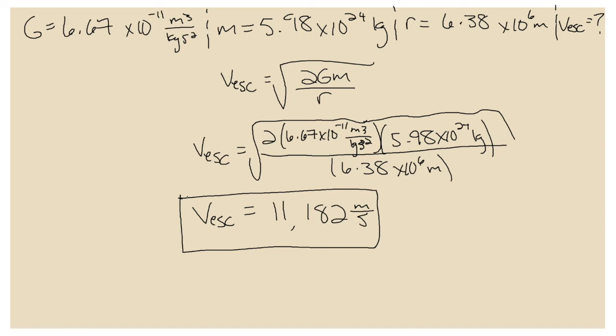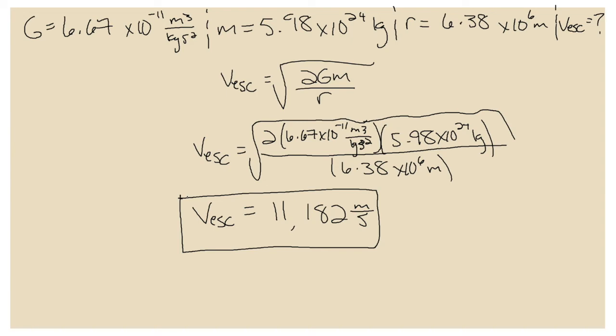You'll be given information like this. You don't need to derive the equation unless you're specifically asked to, and you plug it in, and that's that. Just in case you're wondering, that speed, 11,182 meters per second, is about 25,000 miles per hour. So pretty fast. And that's it for that calculation.